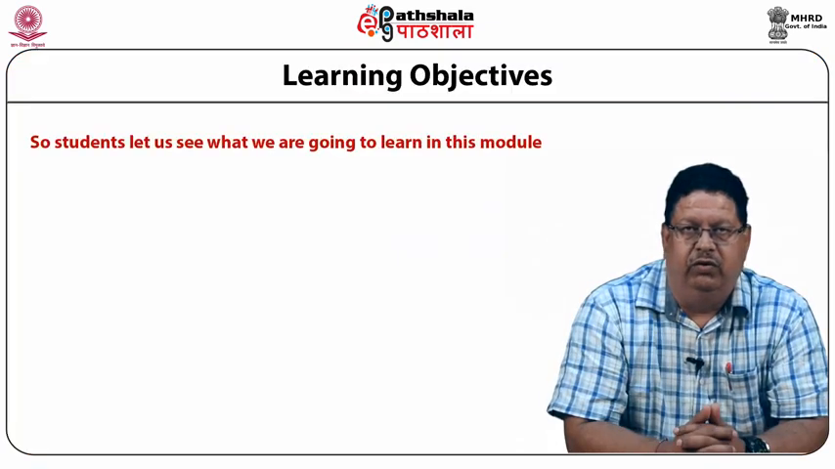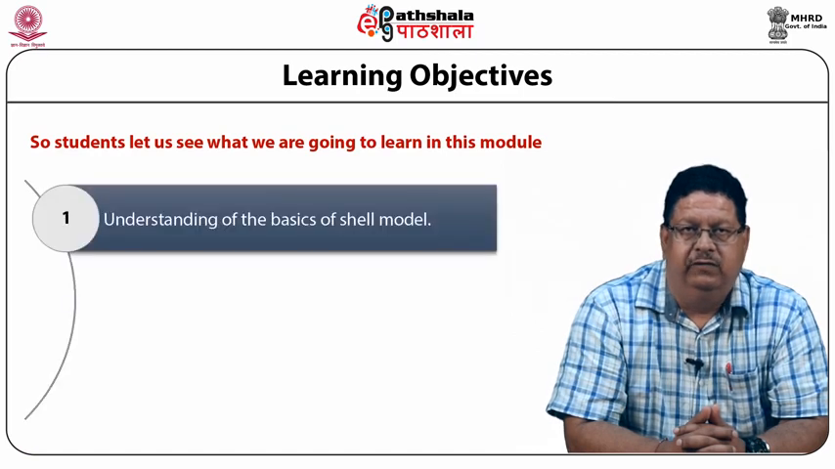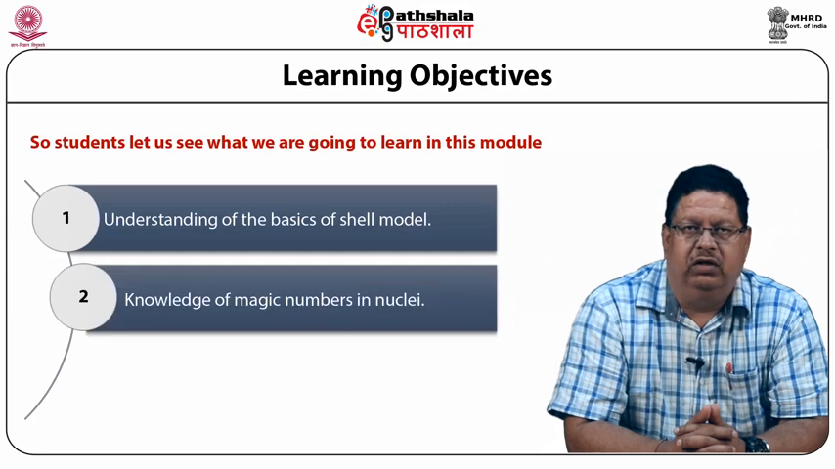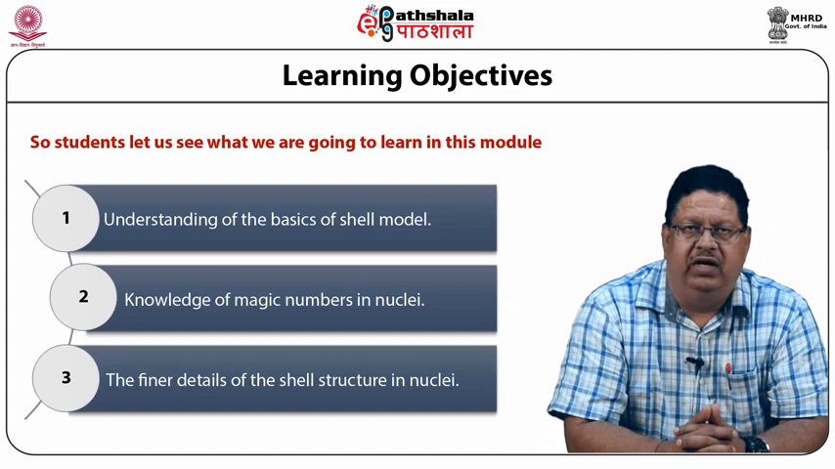Today we are going to discuss the module Nuclear Models Part 7 from the paper Nuclear and Particle Physics. After studying this module, you will be able to understand: number 1, the basics of the shell model; number 2, knowledge of magic numbers in nuclei; number 3, the finer details of the shell structure in nuclei.